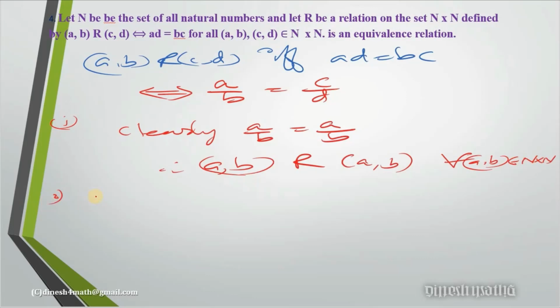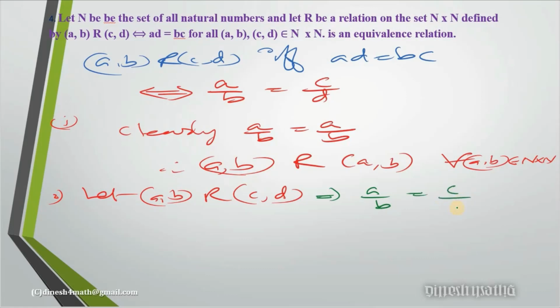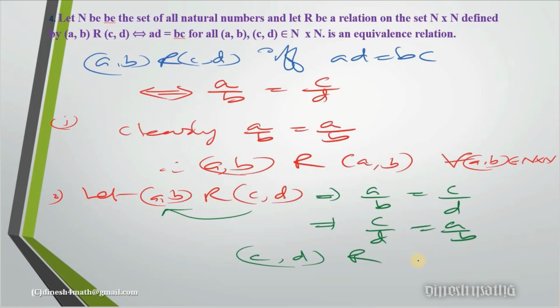Now the second one, we need to prove it is symmetric. Let (A, B) be related to (C, D). Immediately write in which way they are related. They are related as A by B equal to C by D. Now, symmetric means what do you need to get? (C, D) is related to (A, B). So, (C, D) related to (A, B) means you need C by D equal to A by B. You got it already, so that is the answer. So, (C, D) is related to (A, B). Therefore, R is symmetric. So, we have proved reflexive and symmetric.